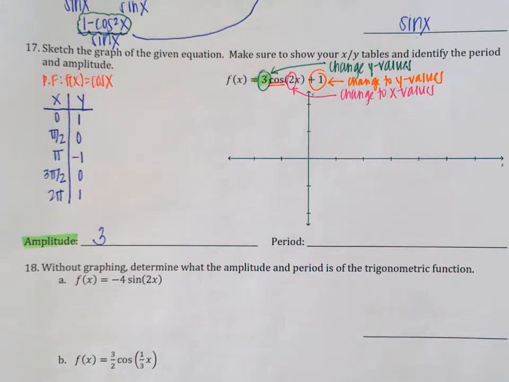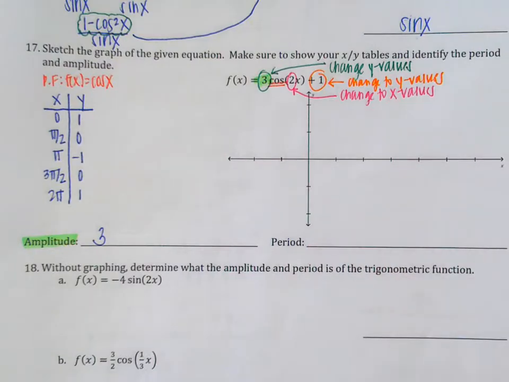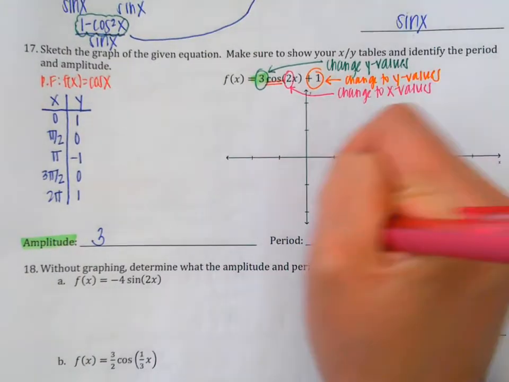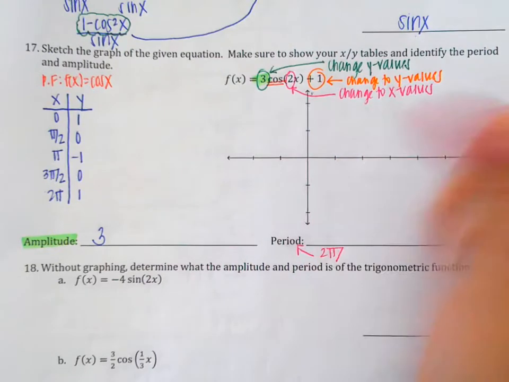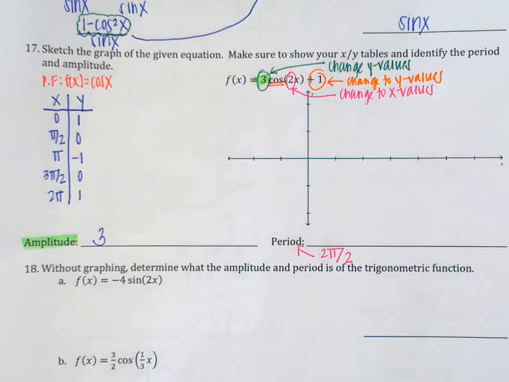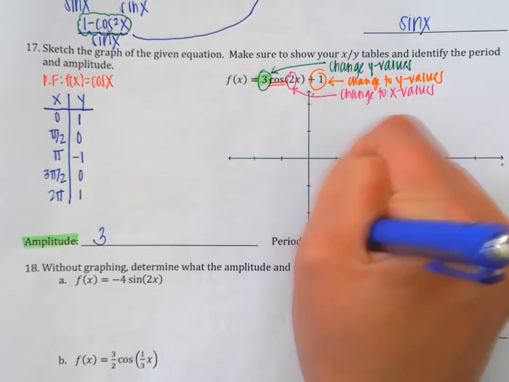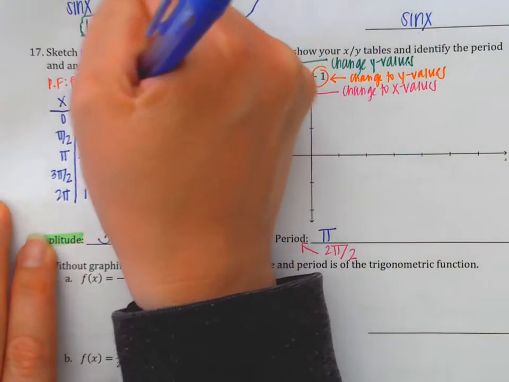And then the length of the period is always going to be looking at 2 pi. 2 pi is my normal, and then it would be 2 pi divided by b. So 2 pi divided by 2. So that tells me my period is going to be pi. Okay, so now let's just apply our transformations.